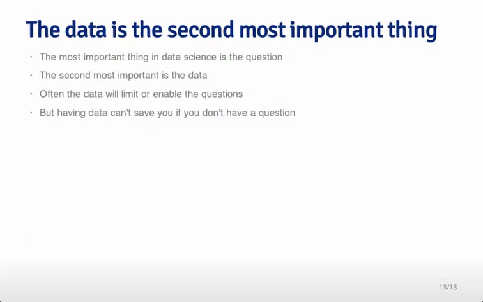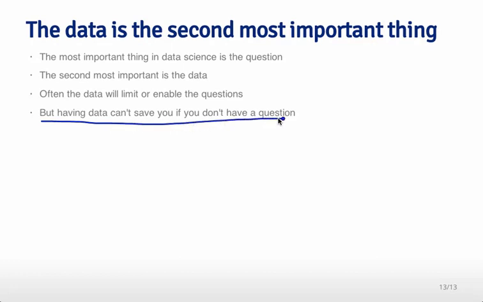So the data are actually the second most important thing in data science. The most important thing in data science is actually the question you're trying to answer, and so the data should follow that question. Often the data will limit or enable the questions you're trying to ask. In other words, you start with a question and you might not have the data to be able to answer that question, so you have to modify the question to be able to answer a sub-question or a related question. But having data in general can't save you if you don't have a question that you're asking.